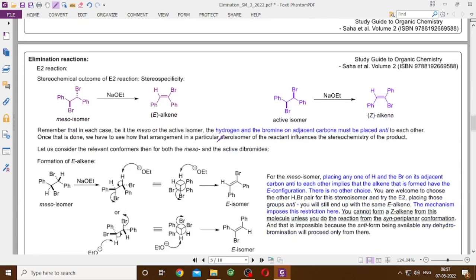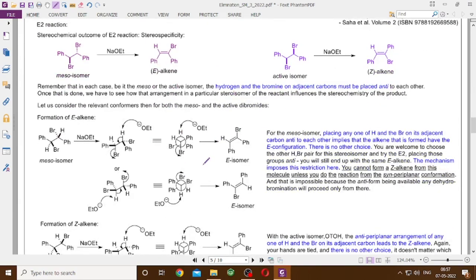So we are trying to explain this obviously in terms of our transition state argument, and we have to note very carefully that I need to place my beta hydrogen anti-periplanar to the C alpha bromine bond. Starting from the meso isomer, if we take any one particular bromine, there are two bromines. You can consider this as the alpha carbon, you can also consider this one as the alpha carbon. Let us consider this as the alpha carbon.